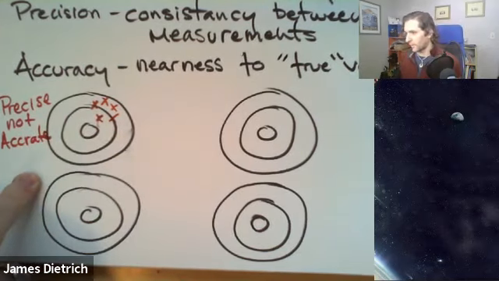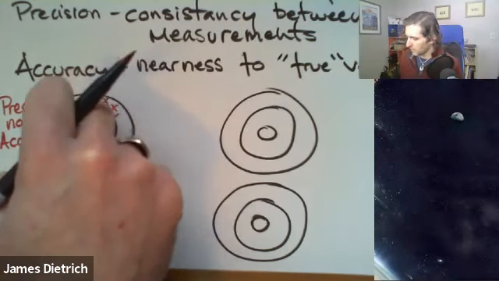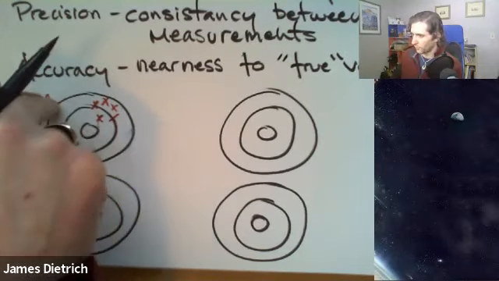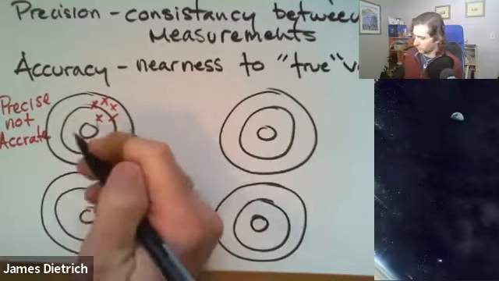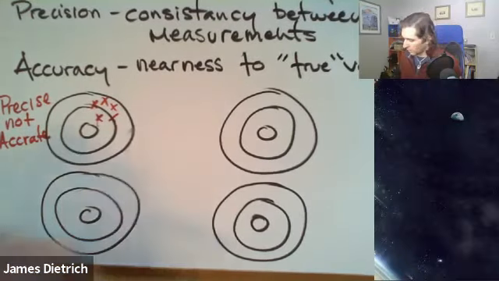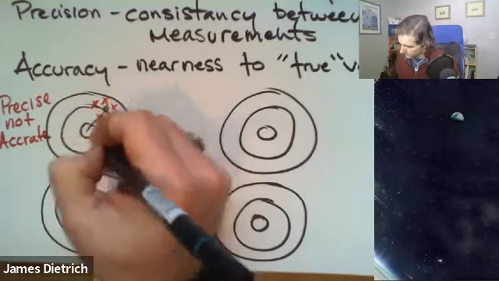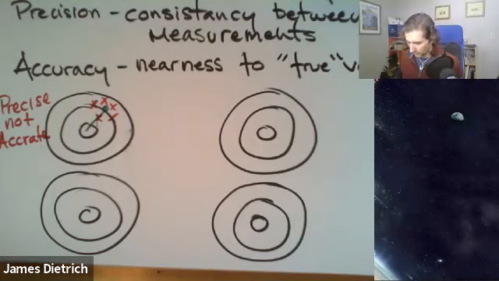So this is the idea of precise but not accurate. Our grouping here is tight, therefore it's precise, it's repeatable, it's consistent. But we're pretty far away from our center point, our true value there. So precise but not accurate.